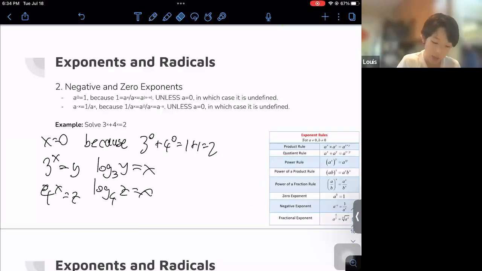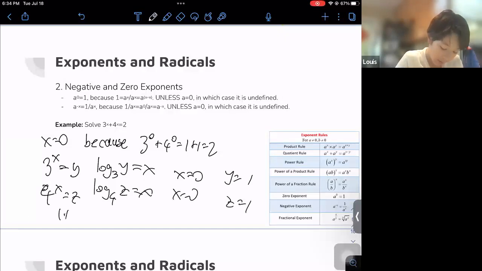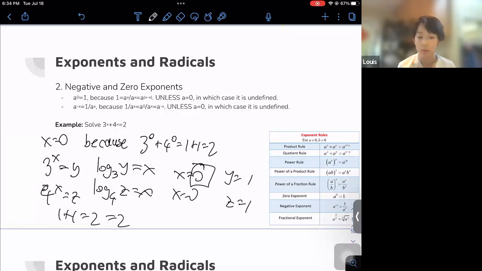Okay, we can try x equals 0. So y would equal 1 because 3 to the power of 0 is 1. And right here, with x equals 0, z would also equal 1. So 1 plus 1 equals 2. So we have that x equals 0. Okay.